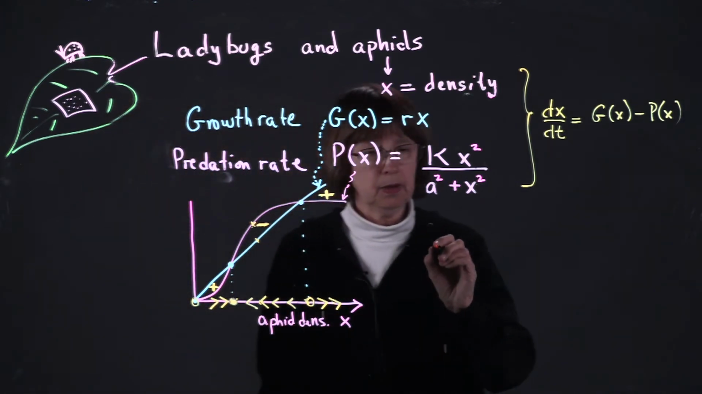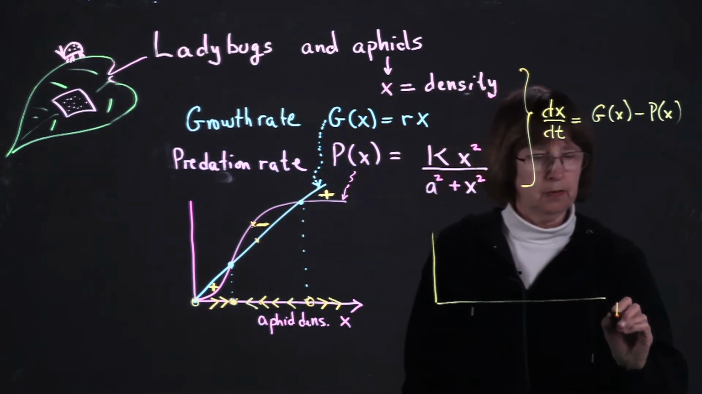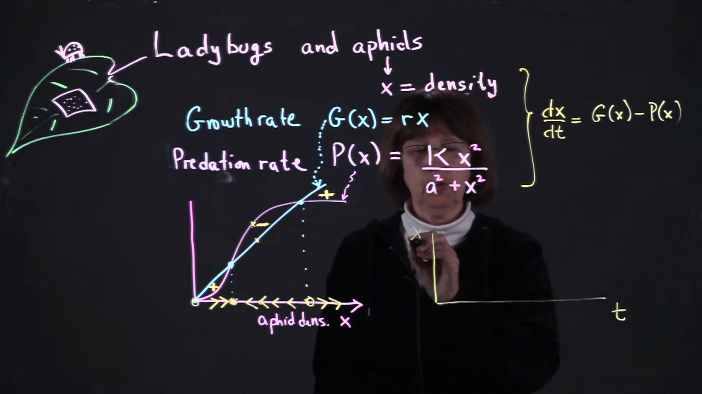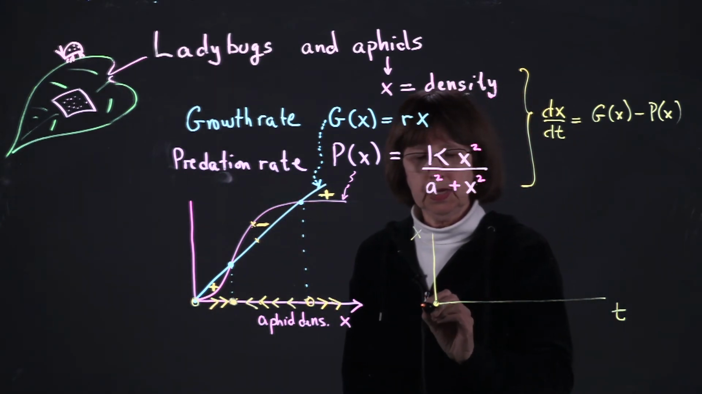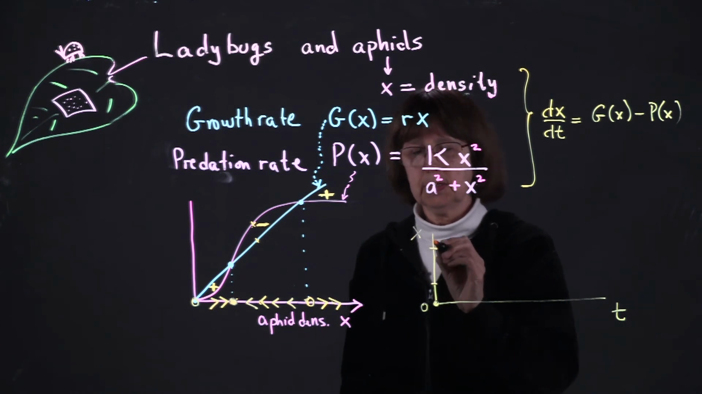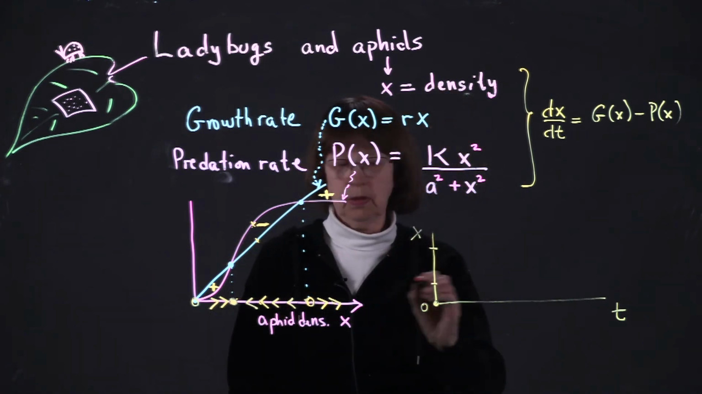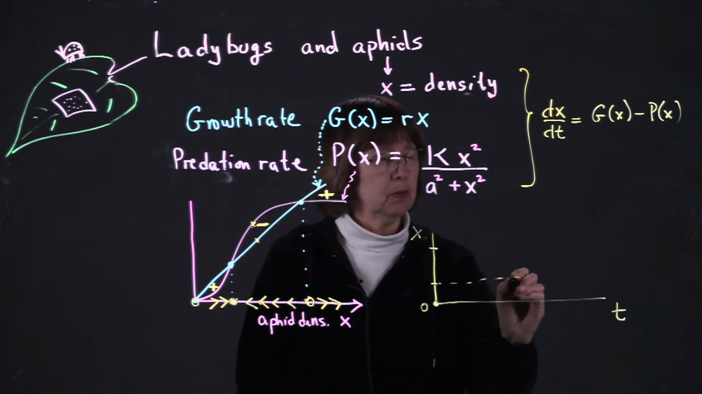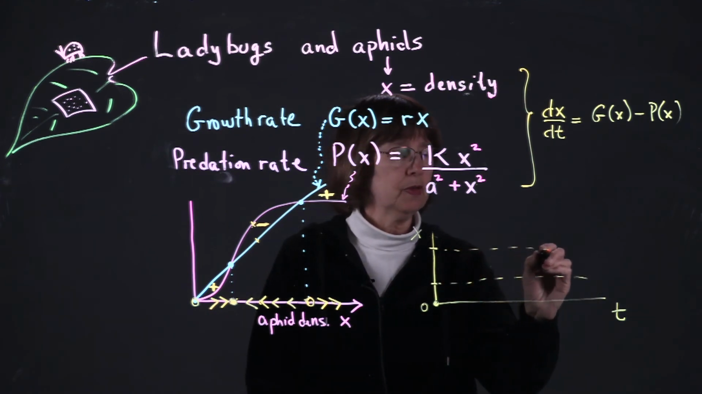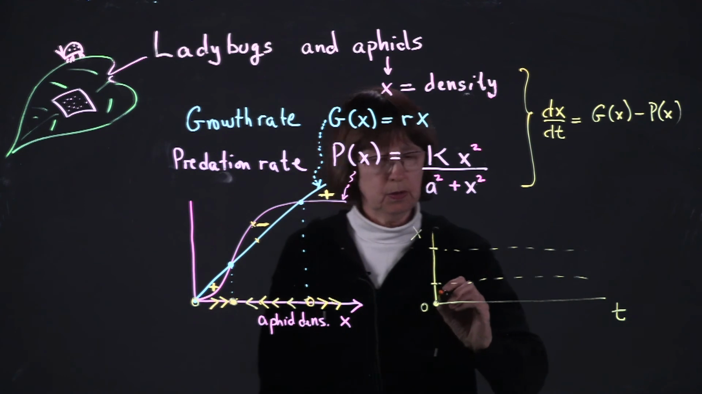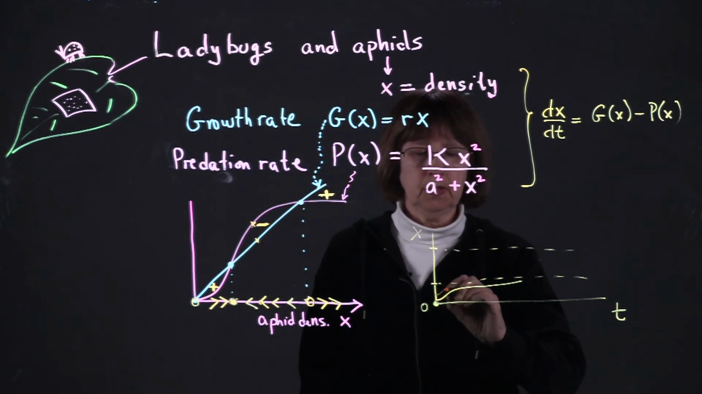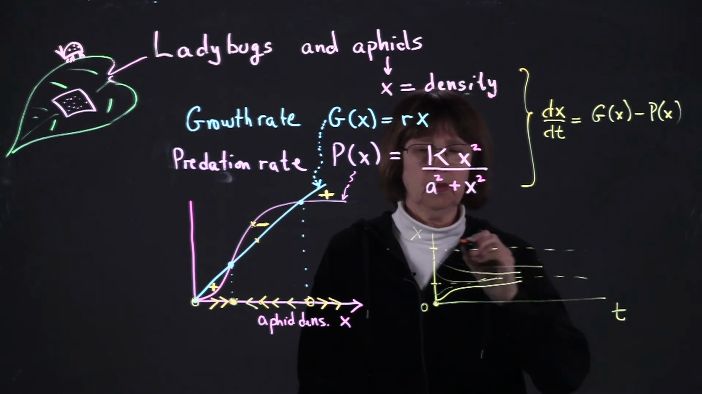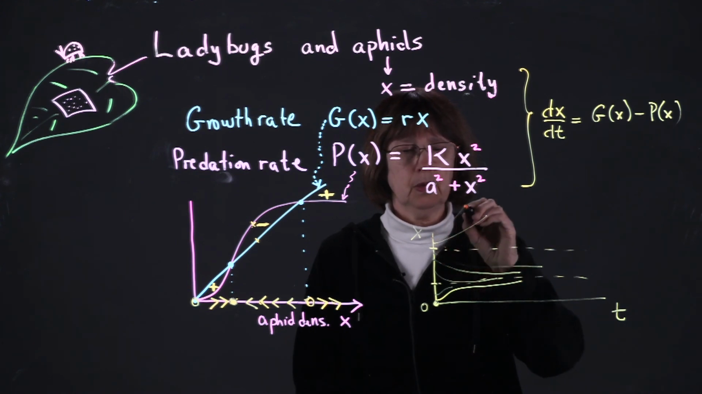In fact, we can draw a sketch of the aphid population as a function of time based on what we've shown here, indicating 0 as well as these other 2 roots. Both of these are steady states, but only one of them is stable. As we've seen here, we expect that initial conditions in this range will converge to the stable steady state, whereas initial conditions over here will diverge.